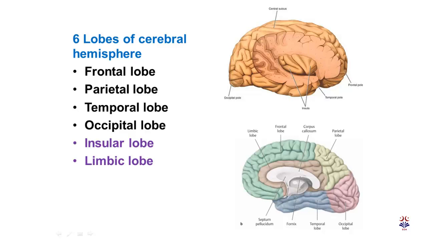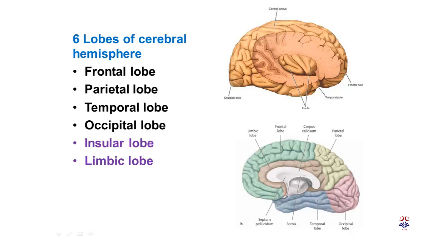Now we come to the lobes of the cerebral hemisphere. There are four main lobes, but if we consider all lobes, it will be 6 lobes of the cerebral hemisphere: frontal lobe, parietal, temporal, occipital, and the two other lobes are insular lobe and the limbic lobe. This picture shows the insula, and this picture shows limbic lobe. It is above the corpus callosum.